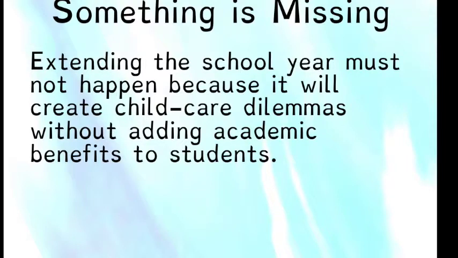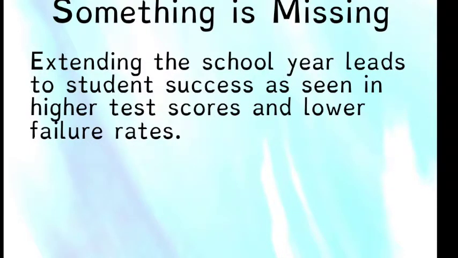In this sentence, extending the school year now has a position. It must not happen, and a reason for that opinion or evidence: childcare dilemmas, no academic benefits. Here's another way of addressing the same topic. Extending the school year leads to student success, as seen in higher test scores and lower failure rates. The same topic of extending the school year now has the opinion of leads to student success, and the preview of evidence to come is in higher test scores and lower failure rates.